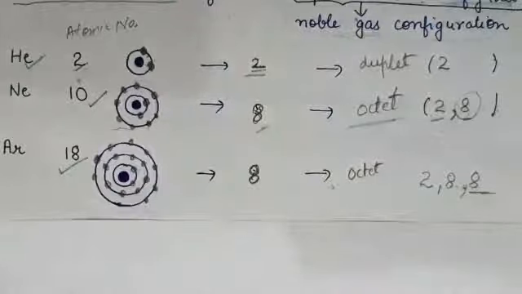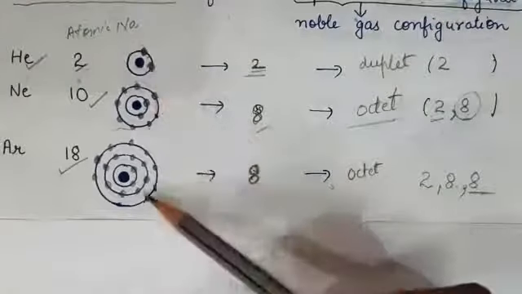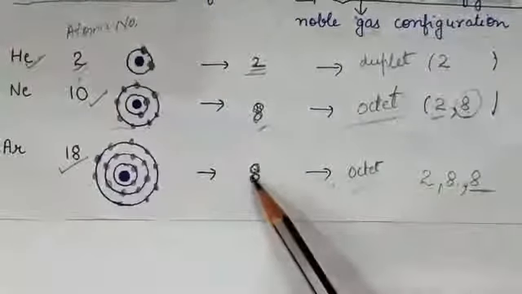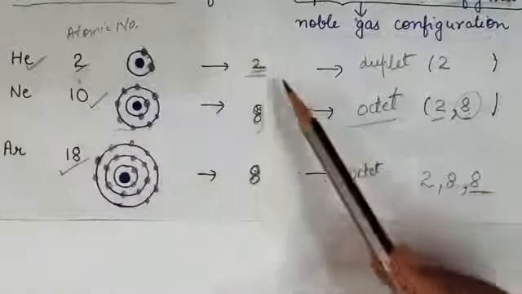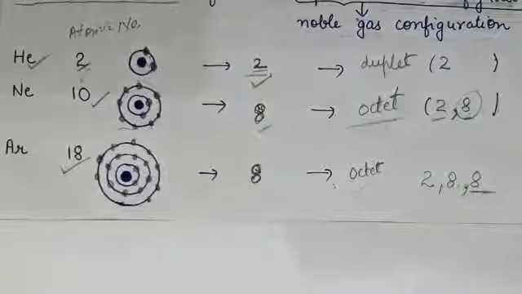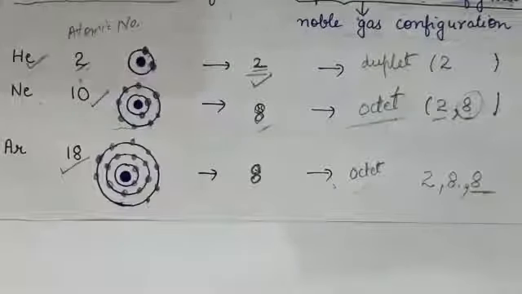So are you clear with this? An atom is stable if the outermost shell is octet, means 8 electrons. And in case of helium, it should be doublet, 2 electrons. Clear, students?